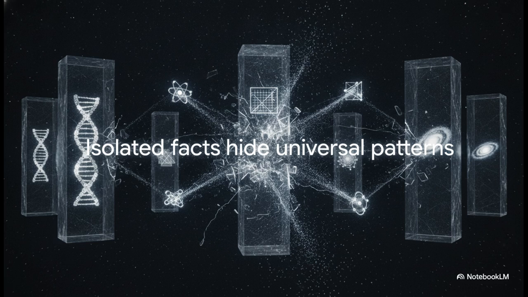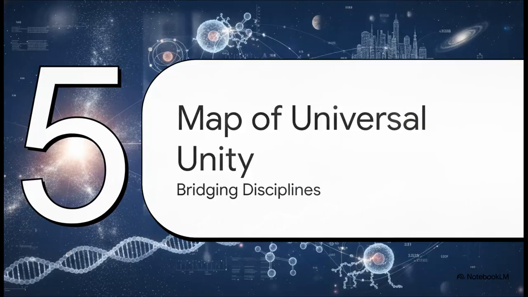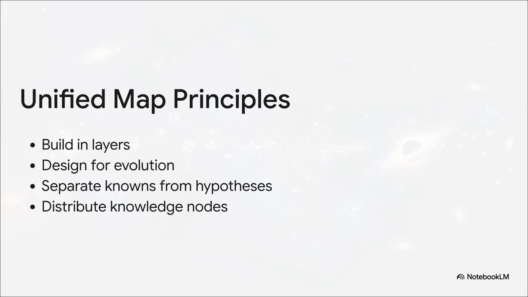Think of it this way. Just like an isolated hydrogen atom won't tell you a single thing about the ocean, an isolated scientific field won't tell you about the underlying unity of the cosmos. Which leads to our final part, Section 5, a map of universal unity. So, what's the fix for all this fragmentation? Well, we desperately need a conceptual atlas.